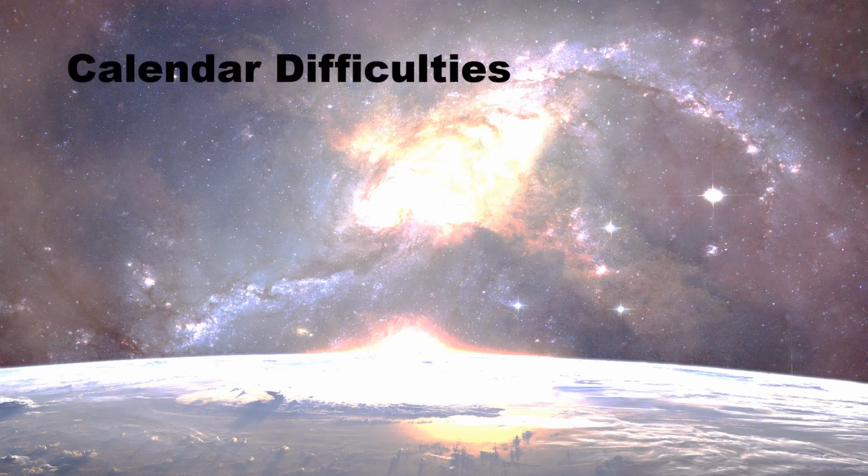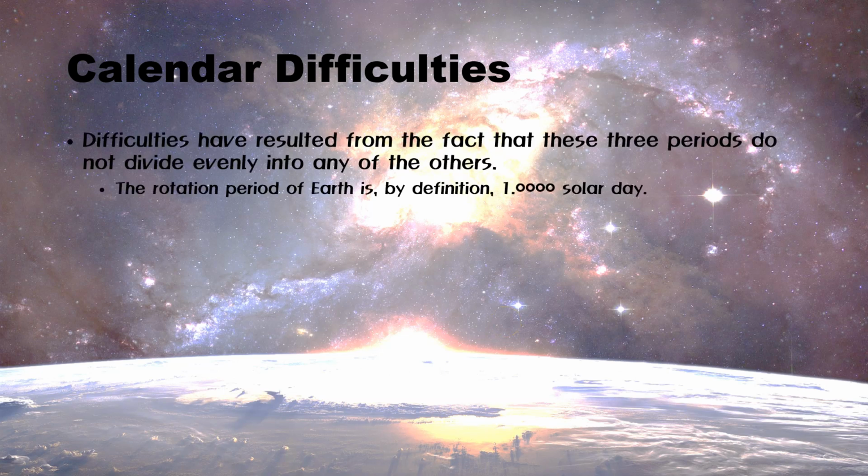So what are the difficulties that you might have in using a calendar? And take this for a moment without thinking about the calendar that we use day to day. Let's just pretend the calendar didn't exist. Well, difficulties over time have resulted from the fact that these three periods, day, month, and year, do not divide evenly into any of the others. For example, mathematically, having things in factors of 10 is really nice, or you can have factors of 2 or 3 or 4.